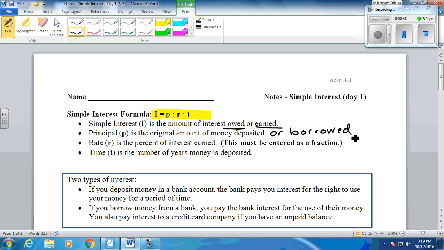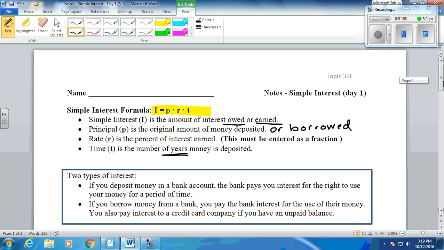Rate is your R. So be careful. P is for principal, not percent. Rate R is for the percent of the interest earned, and it needs to be entered as a fraction. Time is T for the number of years the money is deposited.